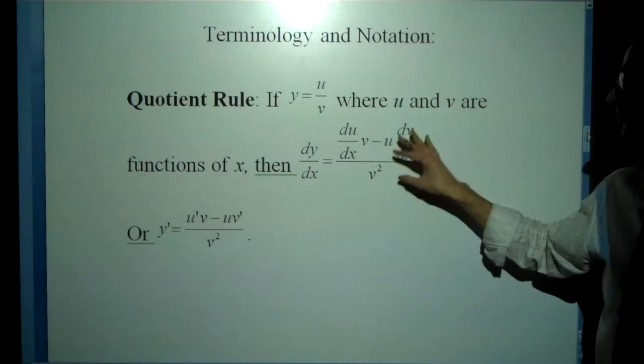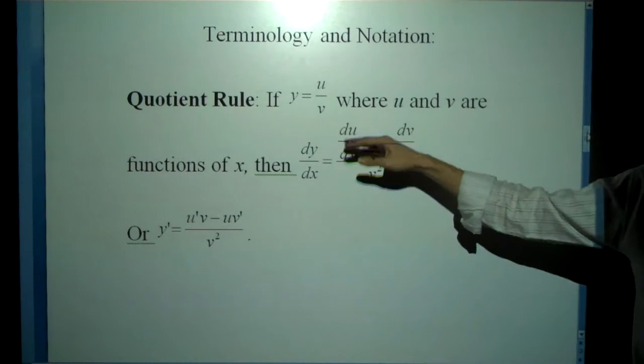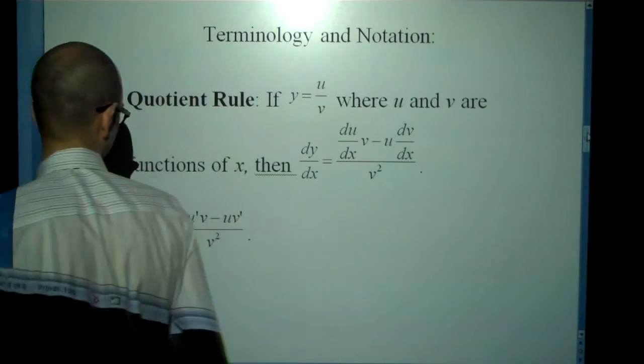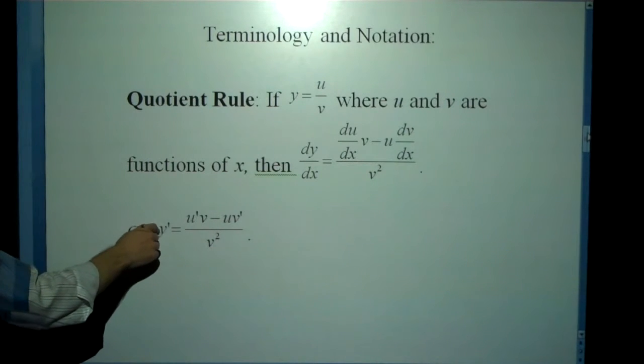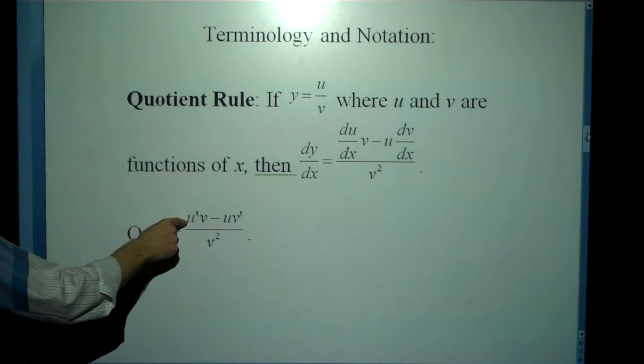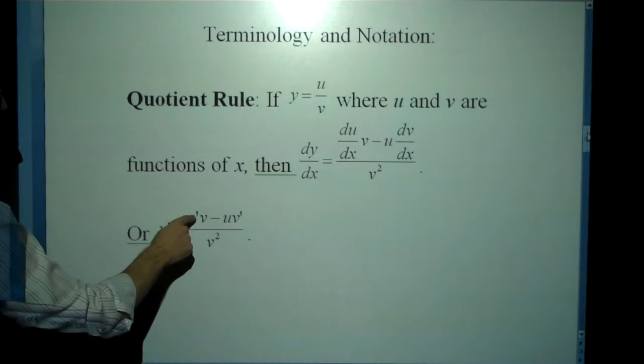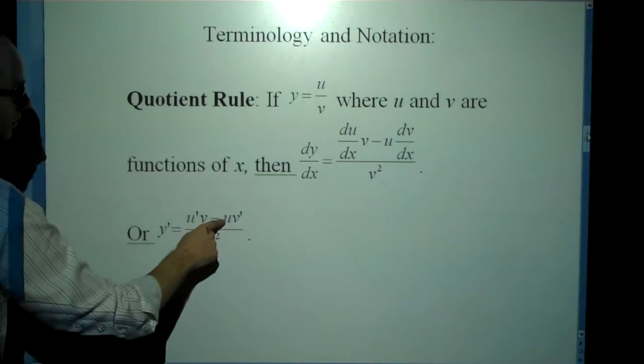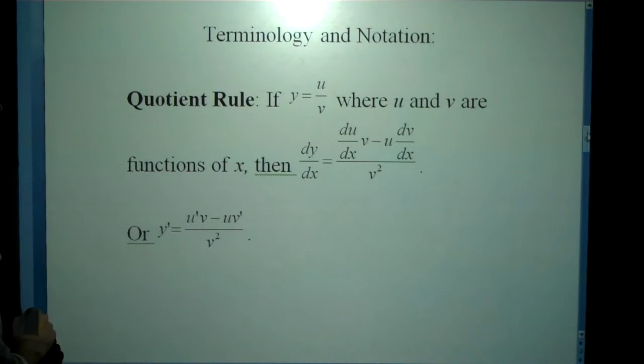This is how it appears in your formula packet, or something very similar to that. I've also written it with the prime symbol, so the derivative of y is equal to the derivative of u, the numerator, times the denominator, minus the numerator times the derivative of the denominator, all divided by whatever was in the denominator squared.